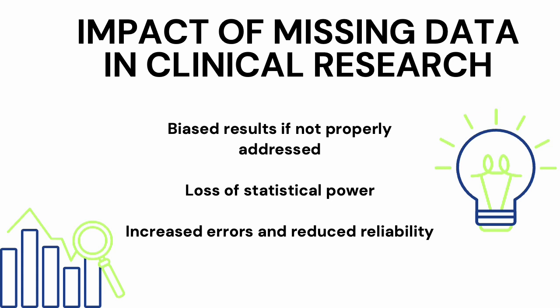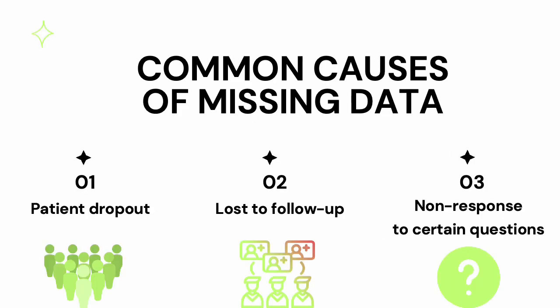And increased errors. Both random and systematic errors can inflate, compromising the study's conclusions. Hence, addressing missing data is not just beneficial, but necessary for accurate results. Next, we will explore some common sources of missing data and discuss how they can be mitigated.